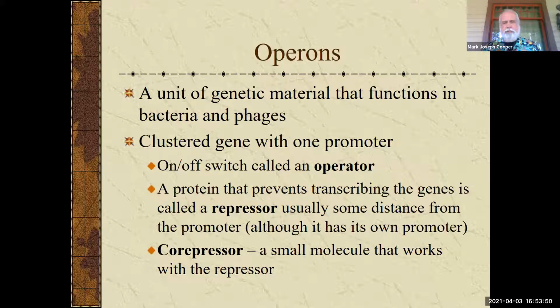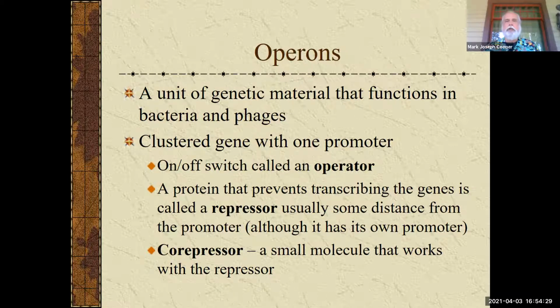So one of the things we've decided in this class is you should probably have a basic understanding of operons. These are found really in bacteria, and we assume they work very similar in us, although we're finding out the ones in us are probably a little more complicated, but it gives you kind of a general idea. An operon is a clustered gene with one promoter. It's kind of like an on-off switch, which is called an operator. And then there are ways of repressing it, shutting it down. Those are called repressors. And then there are molecules that help the repressors, which are called co-repressors.